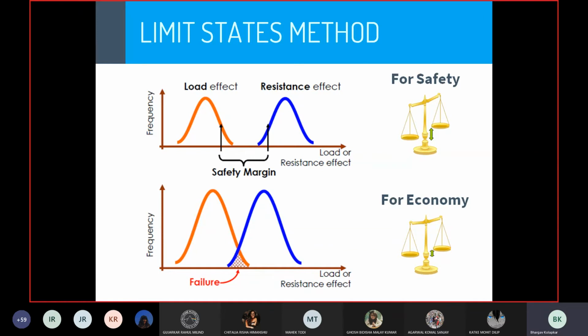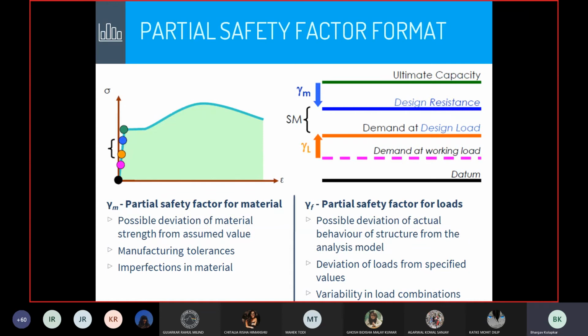We can always design a structure that is completely safe. We can design a structure for 100 percentile load, but it is going to be highly uneconomical. And that is the reason we design structures for 95 percentile load and 5 percentile strength, and that is what gives us economy. And this is achieved through the use of a series of partial safety factors.